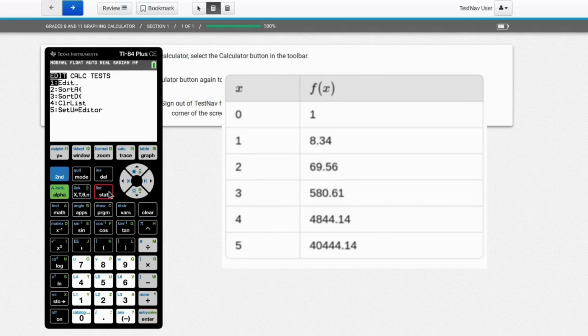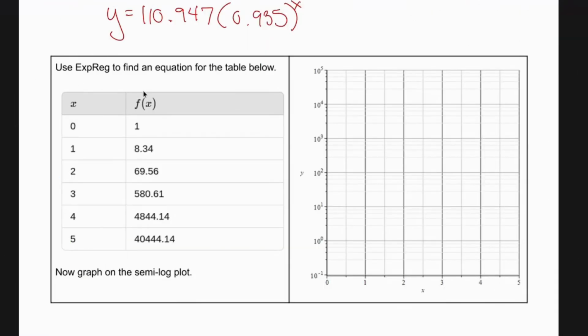Okay, stat, calc, go up a few times to exponential regression, where you can hit 0. I don't need to store it, so I'm going to skip that. I'm going to hit calculate, and we end up with 0.9995, which is 1, times b, which is going to be 8.344 to the x power. So let's go back and write that out. All right, so the equation that I got, and we're doing f of x, was f of x equals 1, so I don't really need that there, 8.344, no parentheses needed, to the x power.